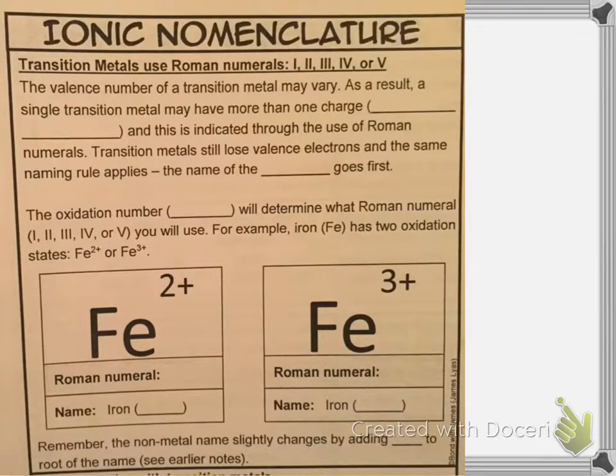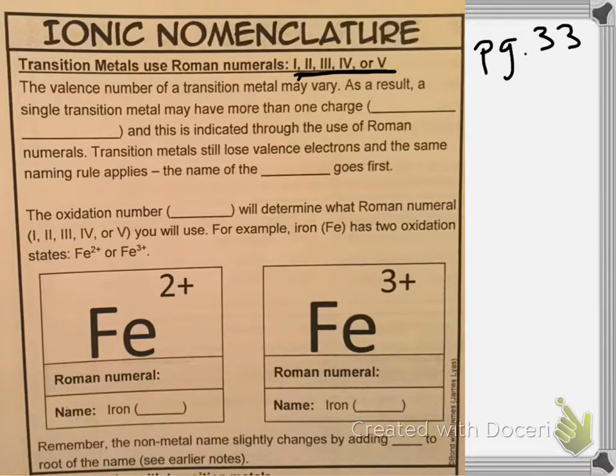Follow along on your note sheet. When you finish these notes, check them with Mrs. Lehman and then put them on page 33 in your notebook. So transition metals use Roman numerals, and these are Roman numerals.